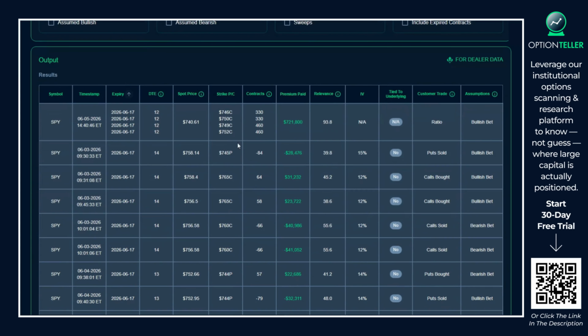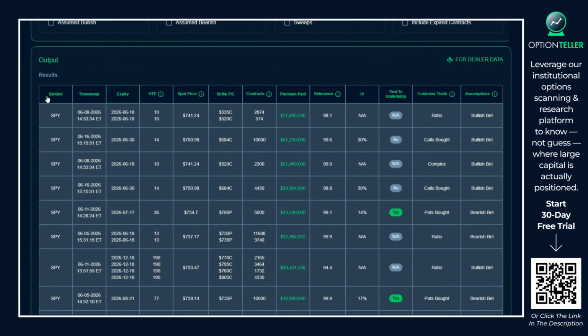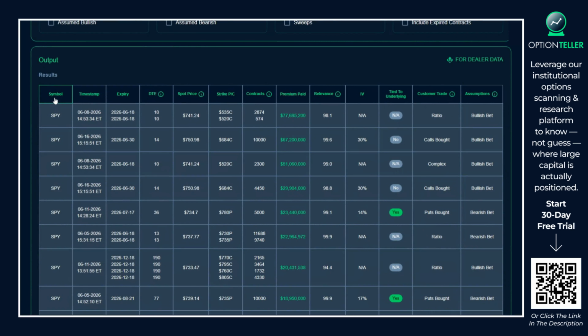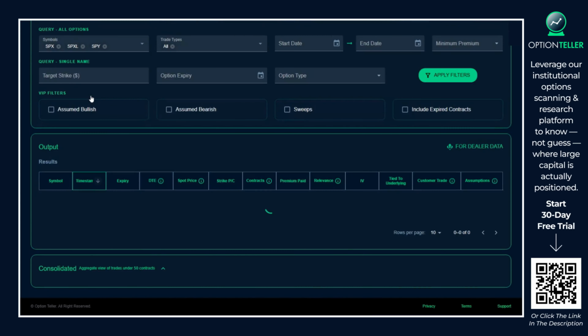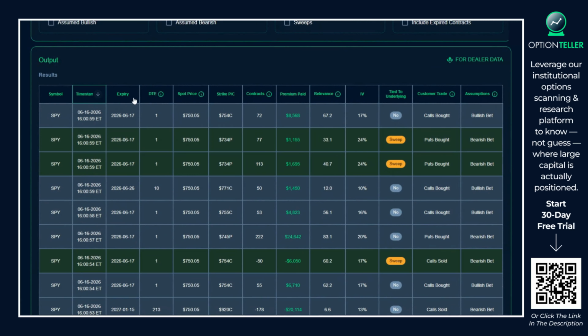The next square gives you the results of your query. Note that on each header, you can sort by clicking on the header, both ascending, descending, and not sorted. This first column is the symbol of your options. Second column is the timestamp, which is the time that the option was executed. The expiry is the expiration date of the option. The DTE is how many days until expiration between the timestamp and the expiry.